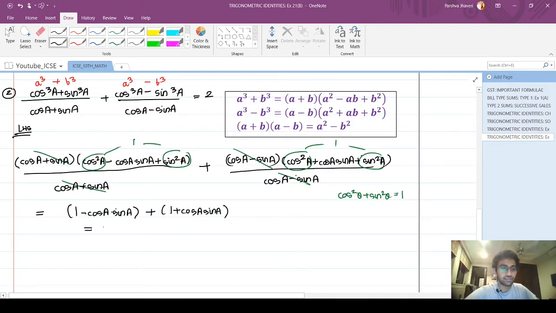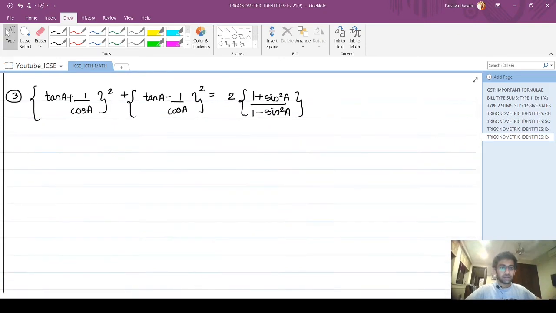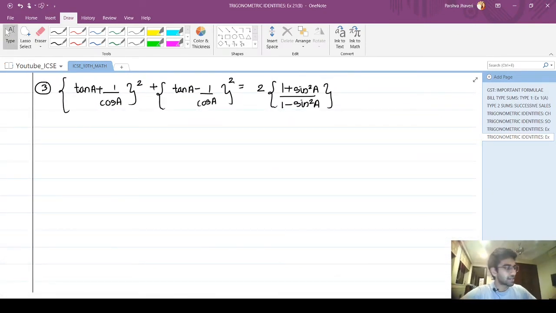And this gives us 2, which is equal to your RHS. Hence proved. Very simple sum. All you needed to do was know your formula. Our next sum, they've just tried to trick us very slyly over here.